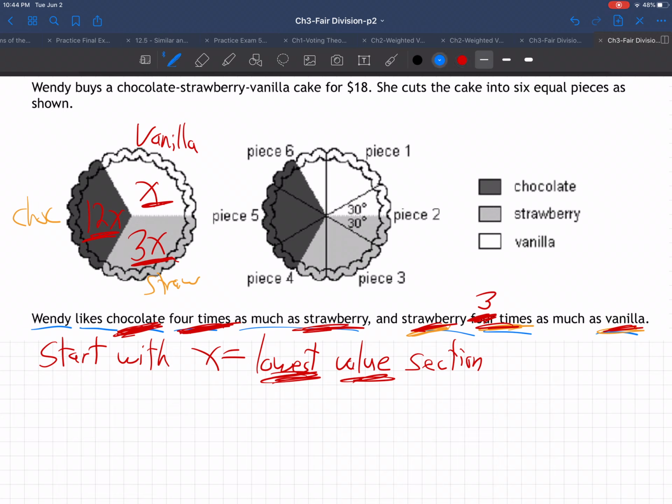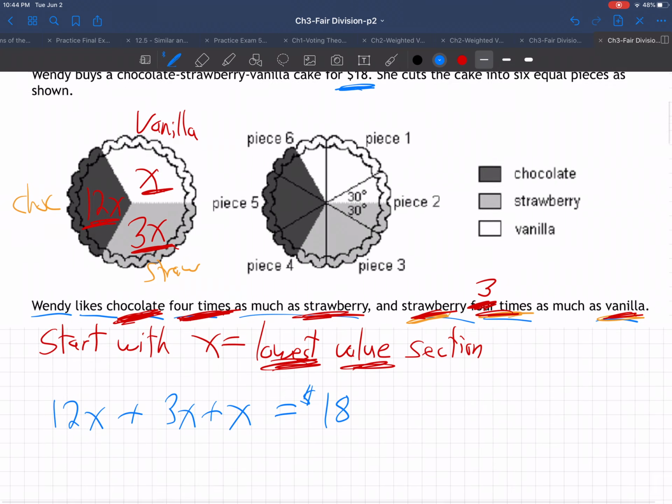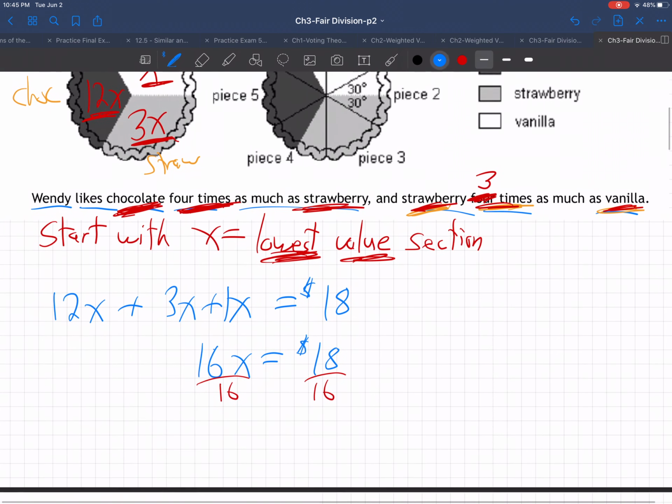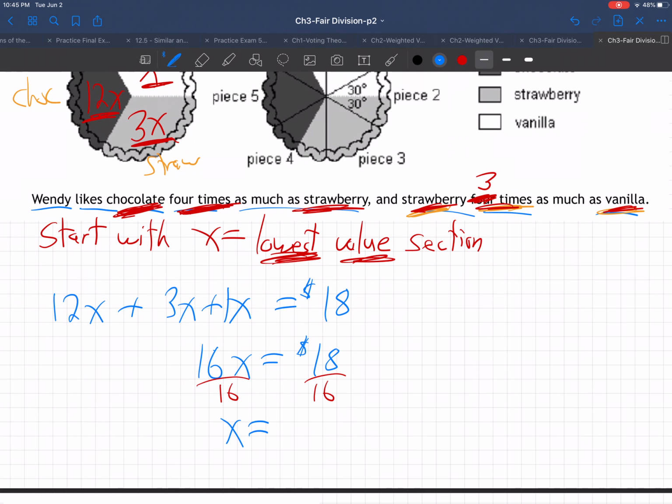Okay, now let's get to the $18 is the total value of the whole cake. So that means 12x plus 3x plus x must total $18 in value. So this is an invisible 1x here. So that's going to come out to be 16x is $18. You know how to solve for x here. Divide by the 16. And so x will be 18 divided by 16. I'm getting 1.125.